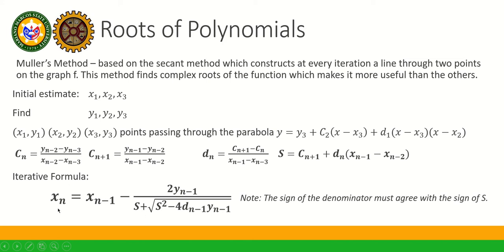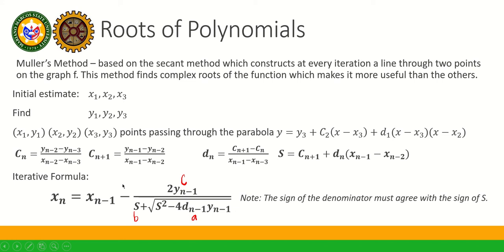So, our formula is x sub n equals x sub n minus 1 minus 2y sub n minus 1 all over s plus s squared minus 4d sub n minus 1 y sub n minus 1, square rooted. Okay, so this part is the quadratic formula. So if you're going to change this with a, b, and c, kagaya nung sa quadratic formula natin, y sub n minus 1 is the c. This should be b. Tapos, yung a natin is ito, si d sub n minus 1.